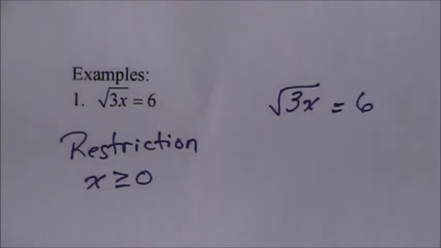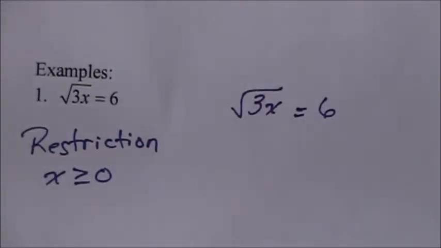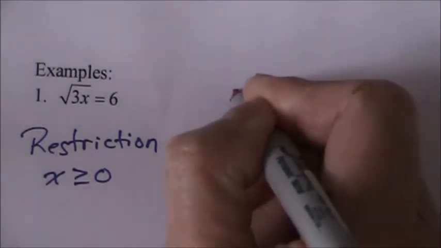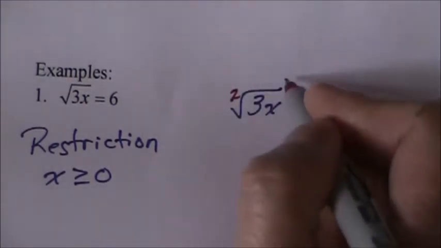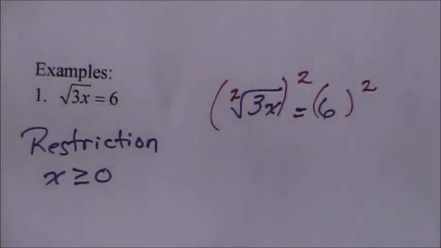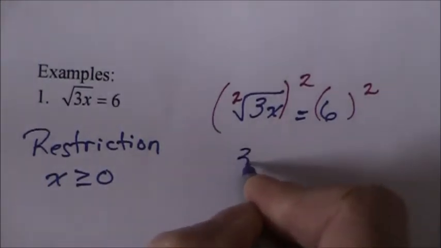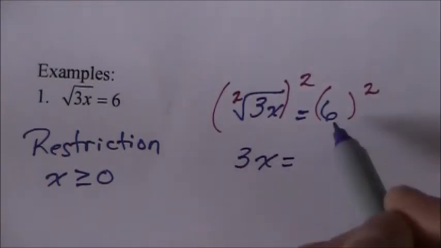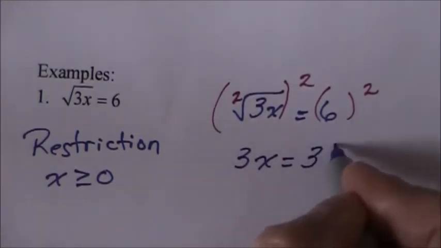As we go to solve this, we want to do the opposite of what's currently happening. So, and we move from furthest away from x to closest. So that 3 is under the radical sign with the x. So we need to get rid of the radical sign. Remember, this is an index of 2. The opposite of square rooting would be to square. So we're going to square both sides. When we do that, the square root squared will just give us the radicand. And 6 squared is 36.